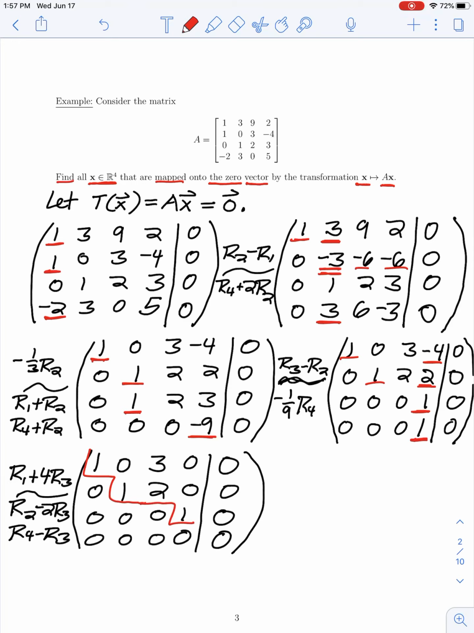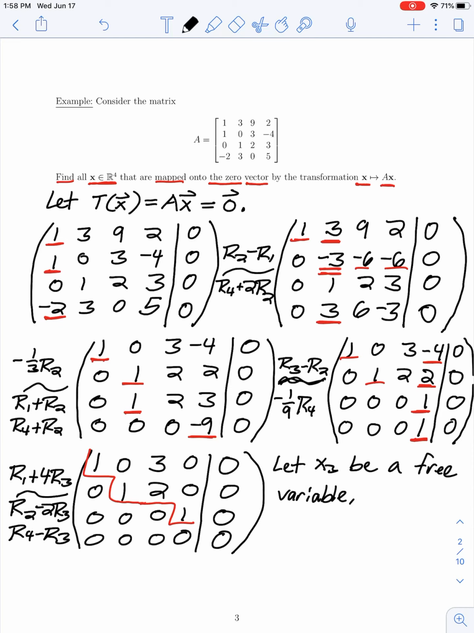And we see that we have pivot columns in the first, second, and fourth column. And I do not have any pivot in the third column. So here we would have a free variable for our third variable, or our third column, x3. So let's say here, let x3 be a free variable.